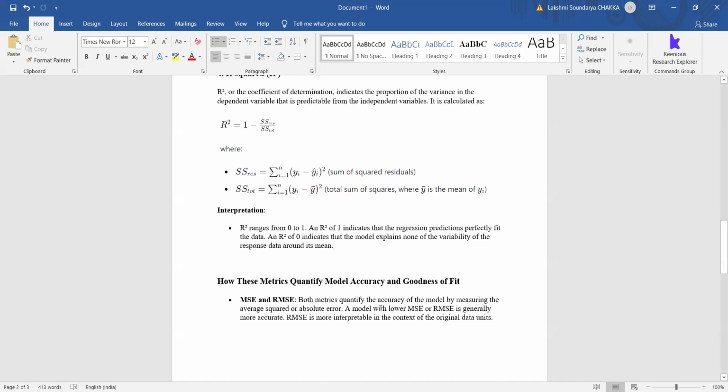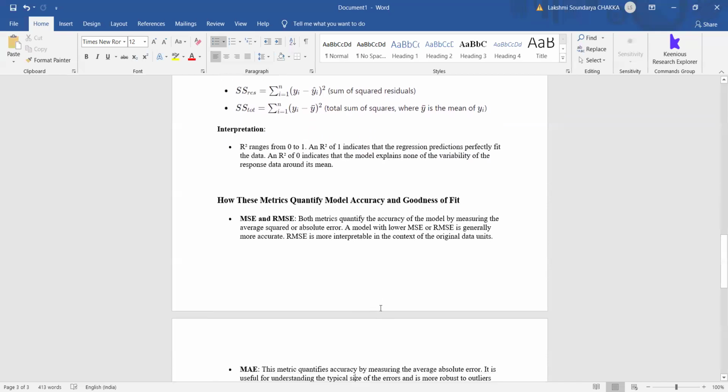We also get to know how these metrics quantify model accuracy and goodness of fit. We have seen that the lower the value, the better the fit. Now we're going to see how it actually works. First, let's look at MSE and RMSE.